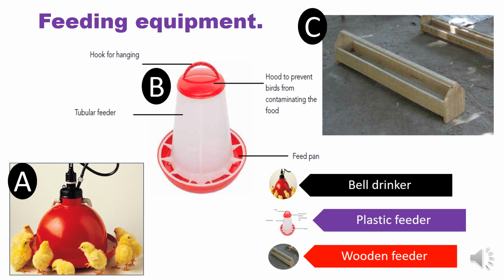The feeding equipment, basically, we have the feeders, then we have the drinkers. Drinkers, we have the automated drinkers. For example, what you can see here is a bell drinker. Then we have a plastic drinker, the plastic feeder also here. Then you have the wooden feeder. Feeds are provided into the feeders. Then water is provided to the drinkers.